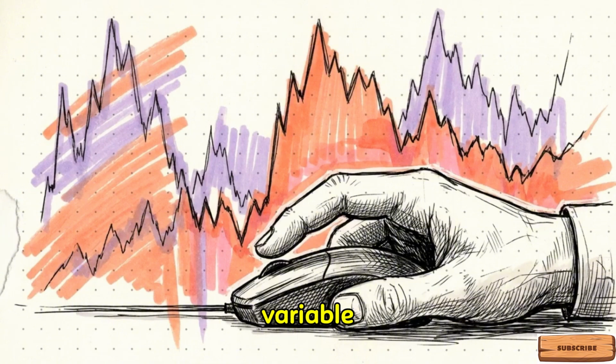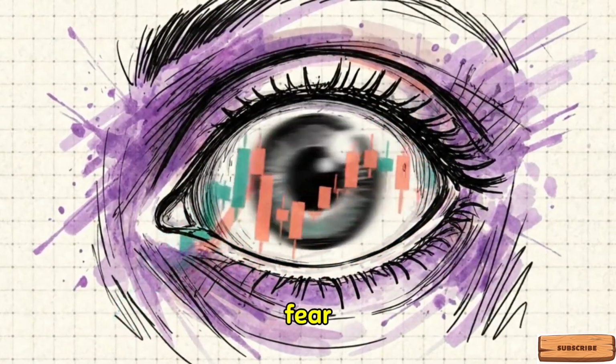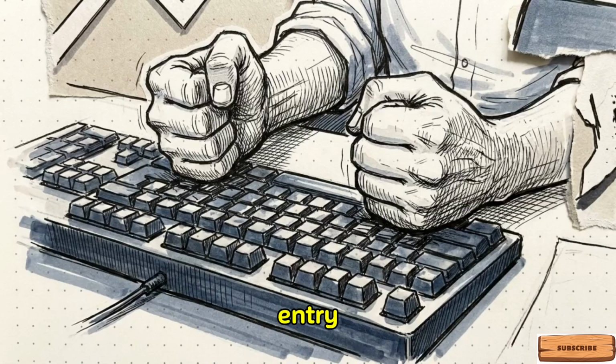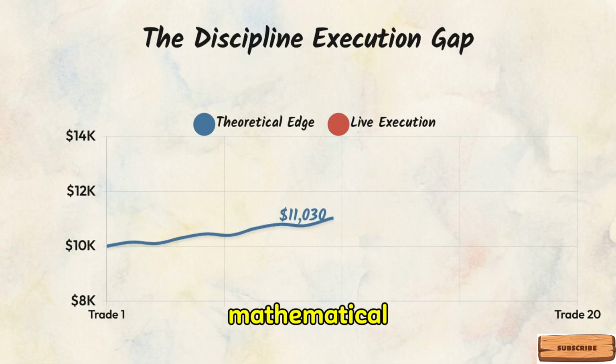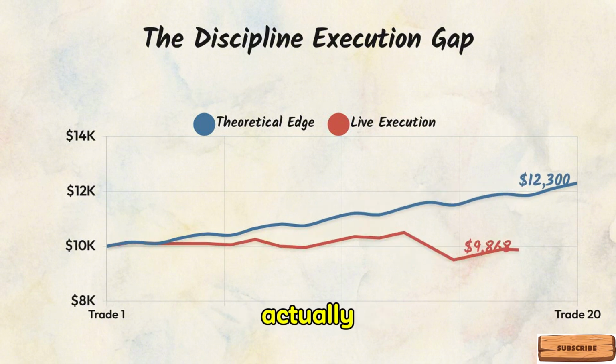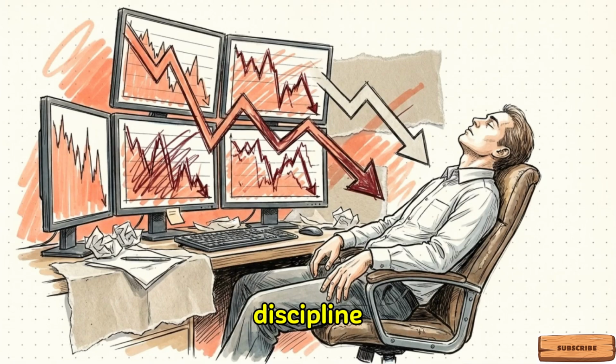There is one variable that historical data can never simulate: the person pressing the buttons. When real money is at risk, cognitive overload sets in. Fear causes you to sell your position early. Hesitation makes you miss the optimal entry. Anger leads to revenge trading that ignores your rules entirely. Backtesting proves that the mathematical strategy works. Live trading proves whether the operator actually has the discipline to execute it, and when market volatility spikes, human discipline shatters long before the mathematical models do.